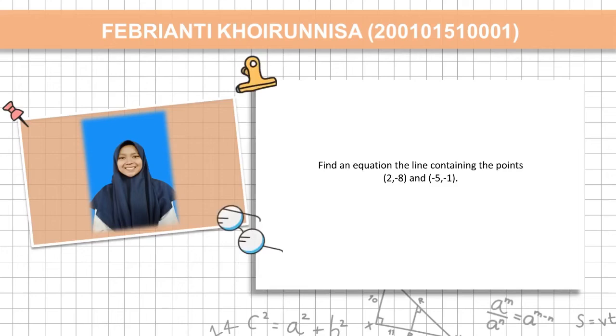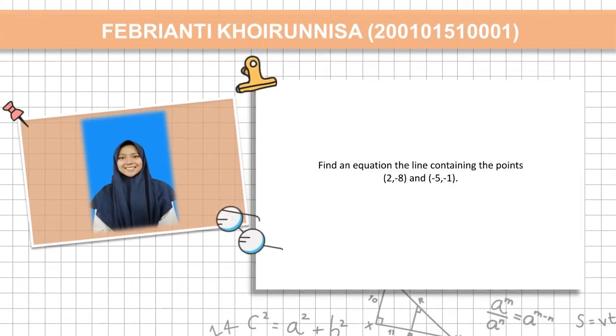Bismillahirrahmanirrahim. Assalamualaikum warahmatullahi wabarakatuh. Okay, I'm Febrianti Khoirunnisa. I will describe one of the questions from the book as an individual assignment. I chose one of the questions from chapter 1, material 1.4, about equations of lines and modeling. The question: find an equation of the line containing the points (2, -8) and (-5, -1).